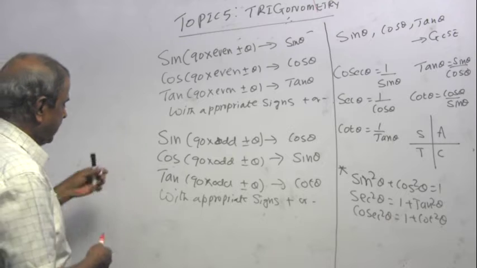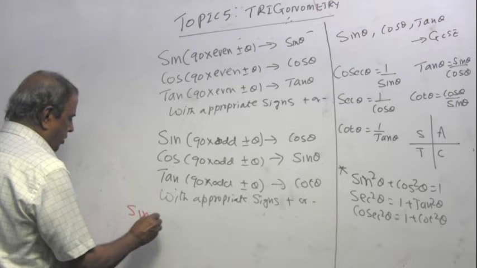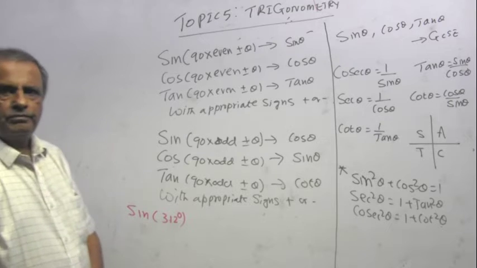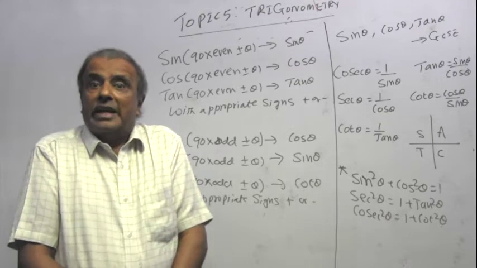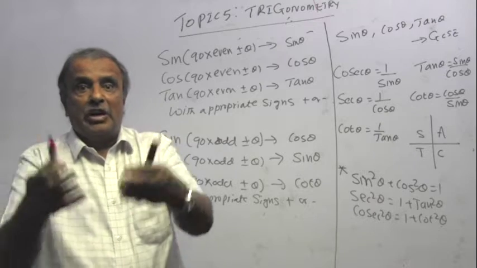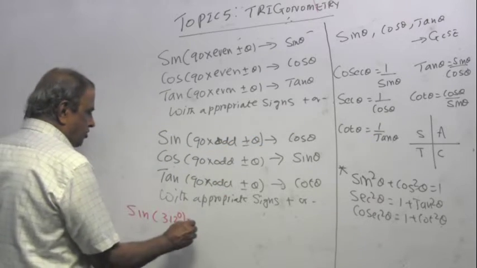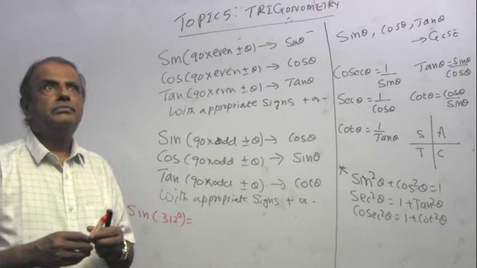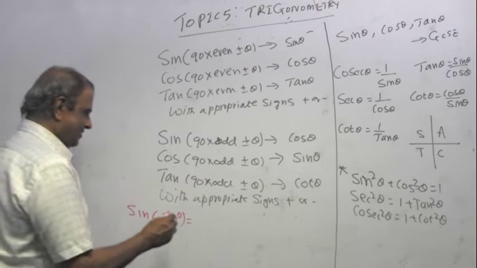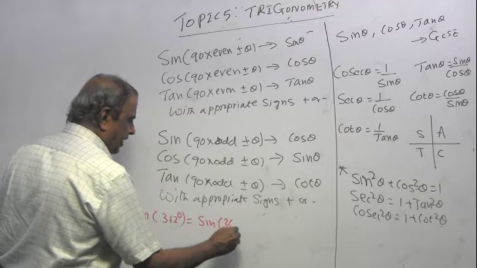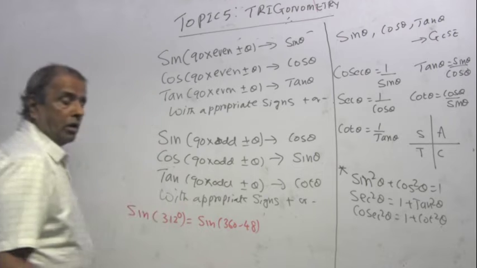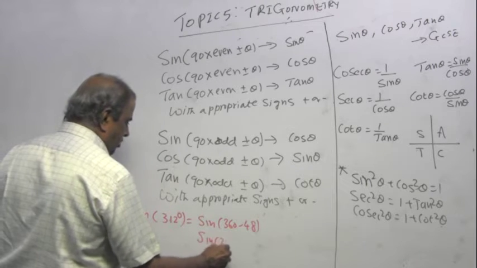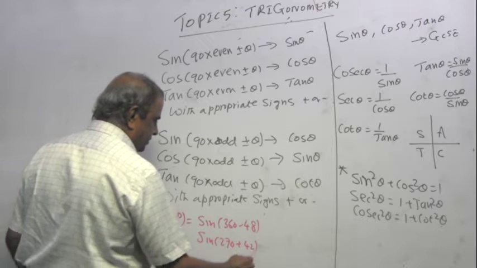How do we apply this? For example, I wanted sine of 312 degrees. And I don't want to use a calculator. I just want it as an acute angle. In terms of an acute angle, 312 I can write as 360 minus how much? 48. Okay, sine of 360 minus 48. But I don't want to use a minus. I don't like minus. Okay, I'll say it is sine of 270 plus 42.